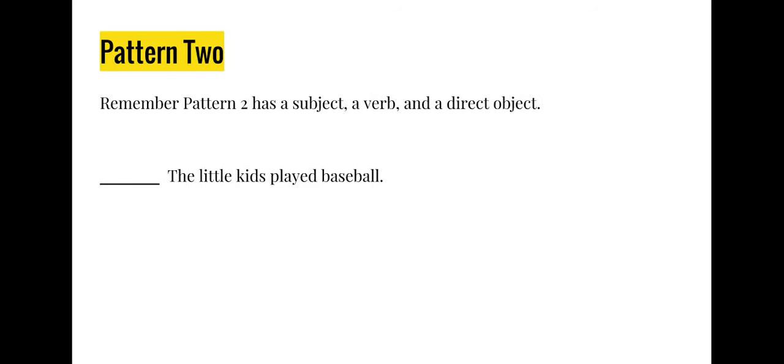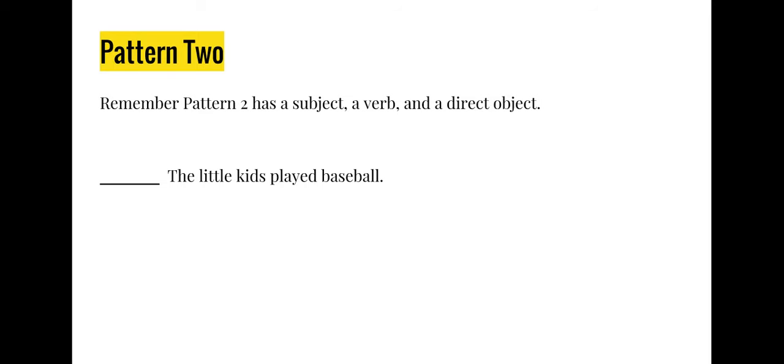All right, pattern 2 has a subject, a verb, and a direct object. So the thing that we added into our pattern 2 was the direct object. So if it has a direct object and no indirect object, it's a pattern 2 sentence. So let's look. The little kids played baseball. Who played baseball? Kids. Subject, noun. What is being said about kids? Kids played. Verb. Put your slash between kids and played, and I'm going to show you here in a second a slide like we just had for pattern 1 with all the answers. But it's a good idea to try on your own.